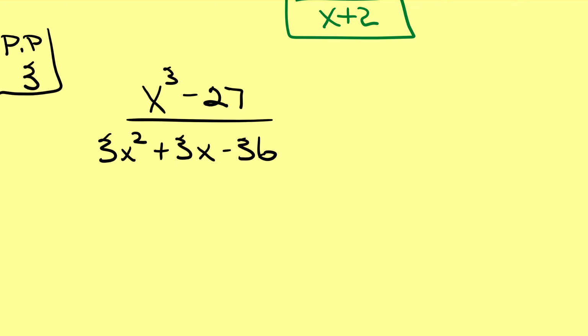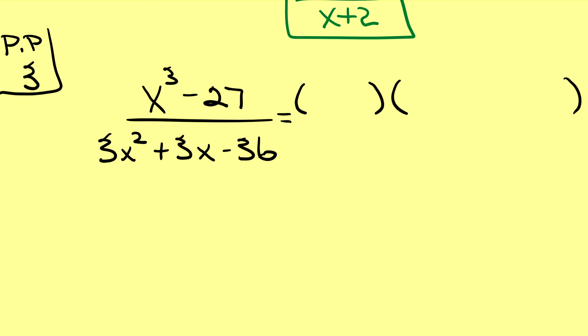All right, for number 3, we've got something different now. I've got a cube root problem. Is x to the third a cube number? Yes. Is 27 a cube number? Yes. So I can factor that, and that's going to look like what? Where does the sum and difference of 2 cubes come from? It comes from a binomial times a trinomial. Remember that?